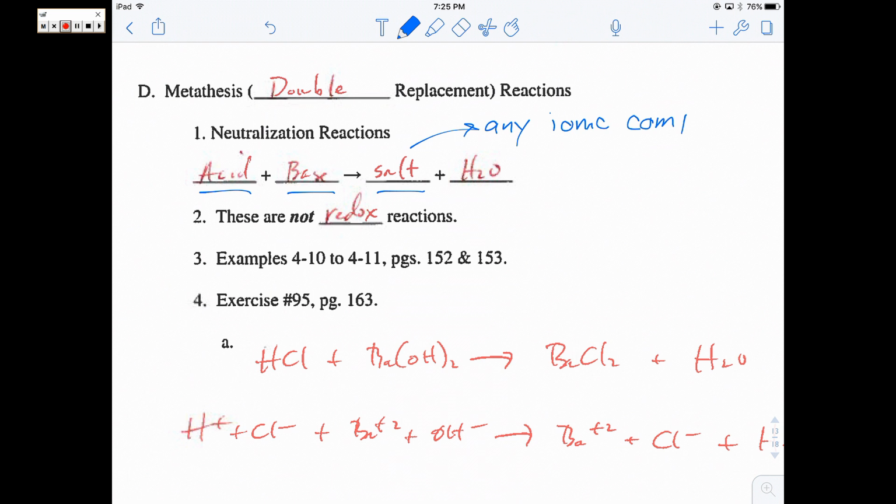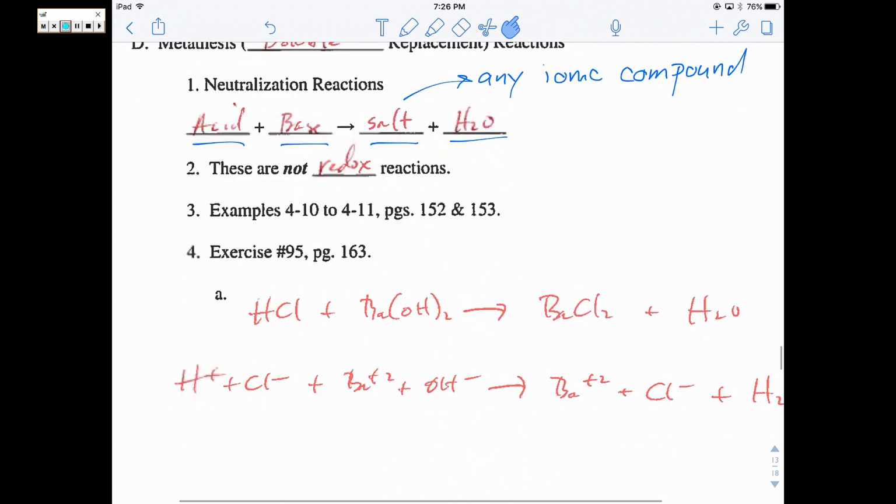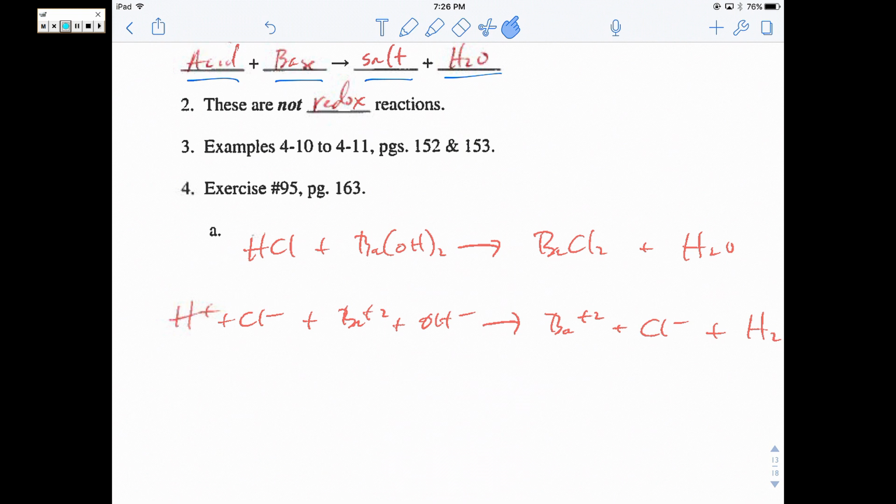not necessarily NaCl, unless the base has sodium and the acid has Cl, like sodium hydroxide and hydrochloric acid, and always water. These are not redox reactions, so I think I might have said that earlier when I was lumping it in with single replacement. So these are not redox reactions for the reason that nothing is actually gaining or losing electrons.